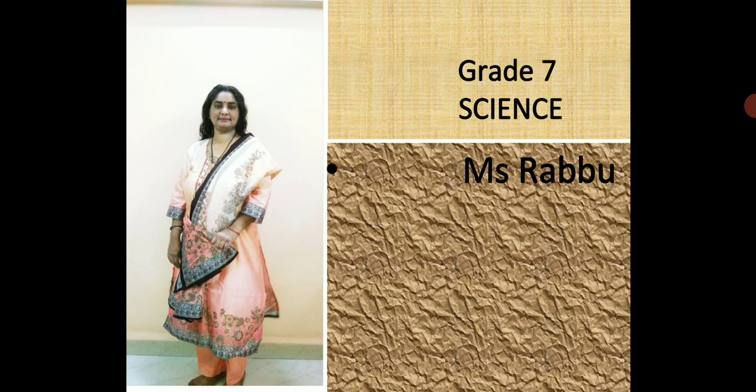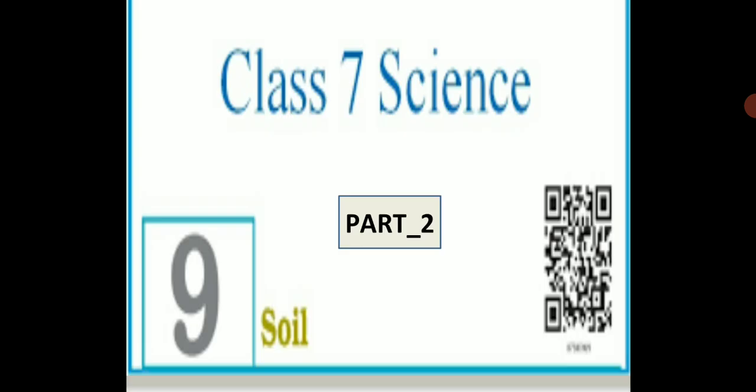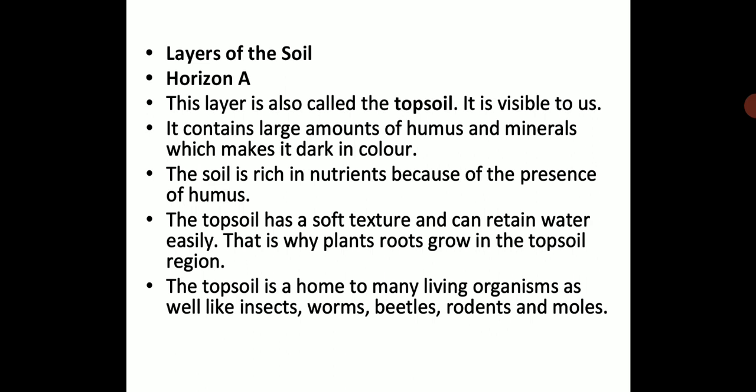So let us continue with chapter 9, Soil Part 2. As we have begun with the chapter in the previous session, let us continue with the same. We were looking at the different layers of the soil, that is, we have seen horizon A, B, C, bedrock. We are going to have a detailed study about the different layers of the soil in this session. I hope you will have done the diagram which I have shown you in the previous session, and below that diagram you are going to write about the different horizons.